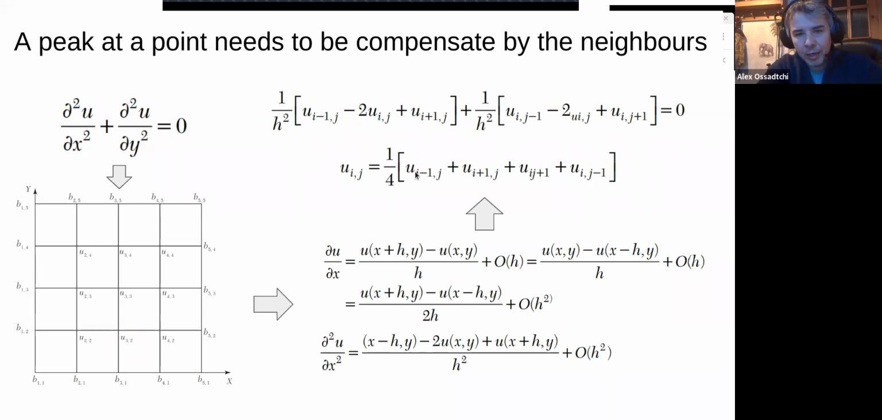If you group the terms, take u_ij on one side and the neighbors of u_ij to the other side, you can see that the value of the potential at the central point is equal to the sum of the potentials at the neighboring points, with a negative sign. So it imposes some limits on how your potential function can look.